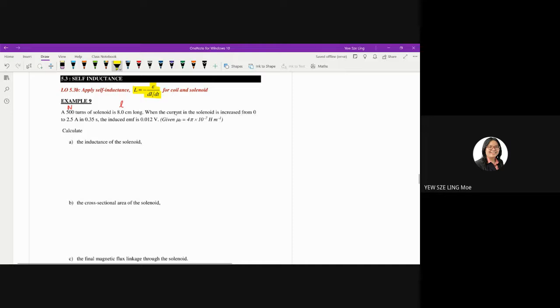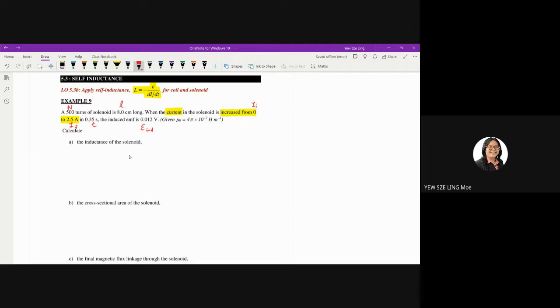Now, current is increased from 0 to 2.5. So this is your I initial, this is your I final, in a time of 0.35 seconds. The induced EMF, this is your EMF induced, is 0.012 volt. Given mu naught is 4 pi times 10 to the power of -7, calculate the inductance of the solenoid. So how to calculate the inductance of the solenoid?